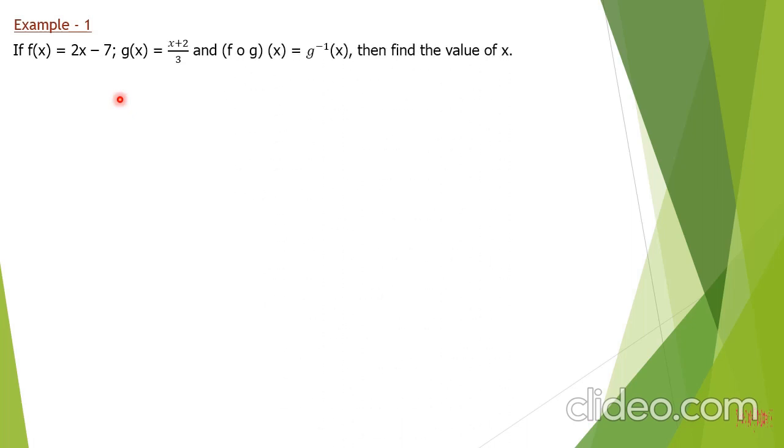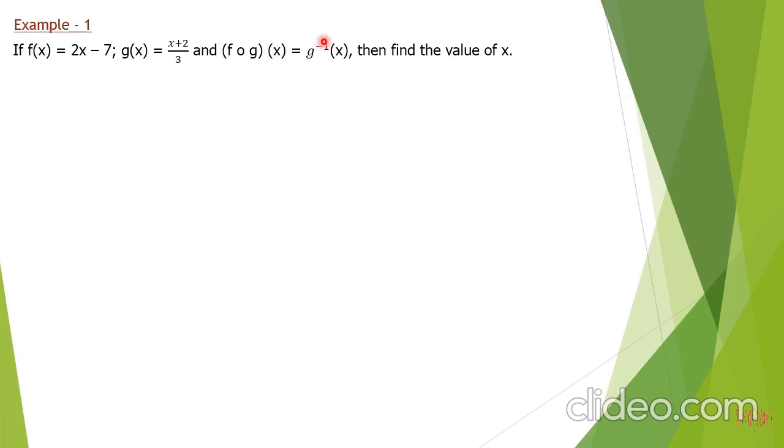All the questions, there are 14 or 15 examples here, and each and every example is very important, because they are the selected 15. Actually you can say they are the selected 15 and they are very important questions. And in the question right here, there are two functions, f and g, which are defined. fx is defined as 2x minus 7 and gx is given as (x plus 2) by 3, and the composite of functions f and g is equal to g inverse x.